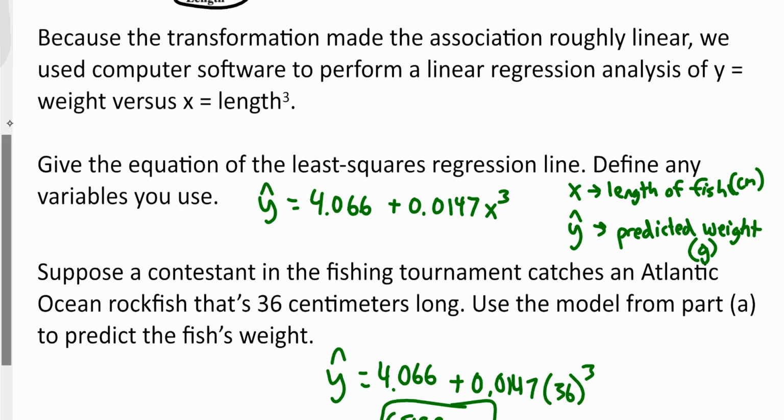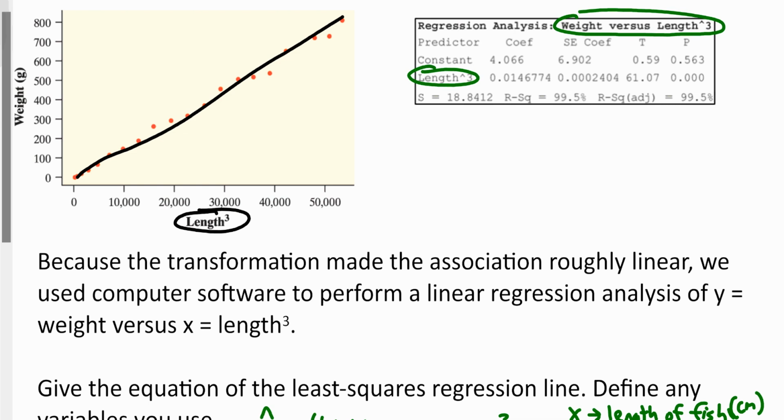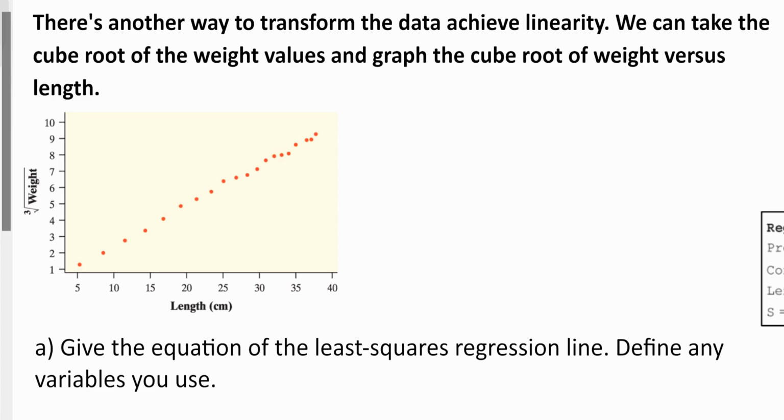Now, you might be looking at this and say, well, to make it so that they're both three-dimensional, we cubed the length. Could you do the opposite? Could you make it so that they're both essentially one-dimensional and also form a linear relationship? Why, yes, you can. So there's another way. If you cube root the weight, now you're taking a three-dimensional thing and bringing it down to one dimension, and we can compare it to length.